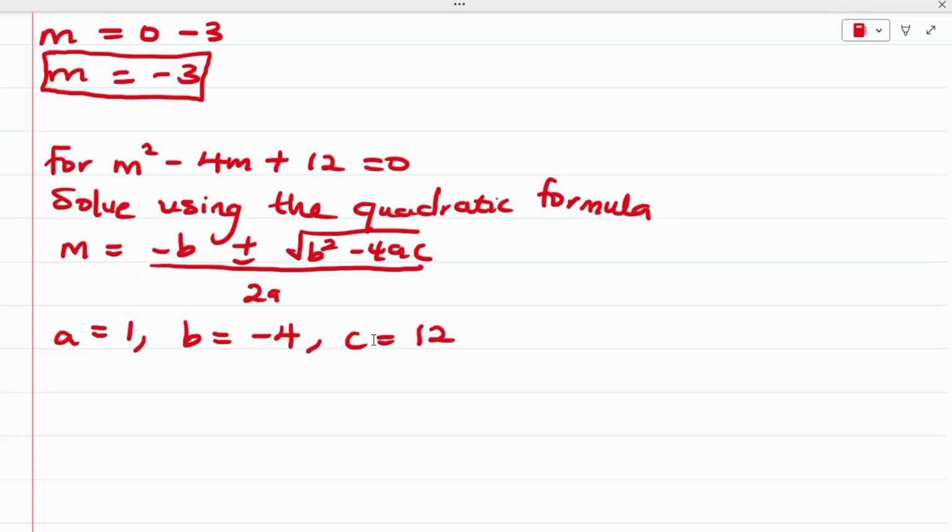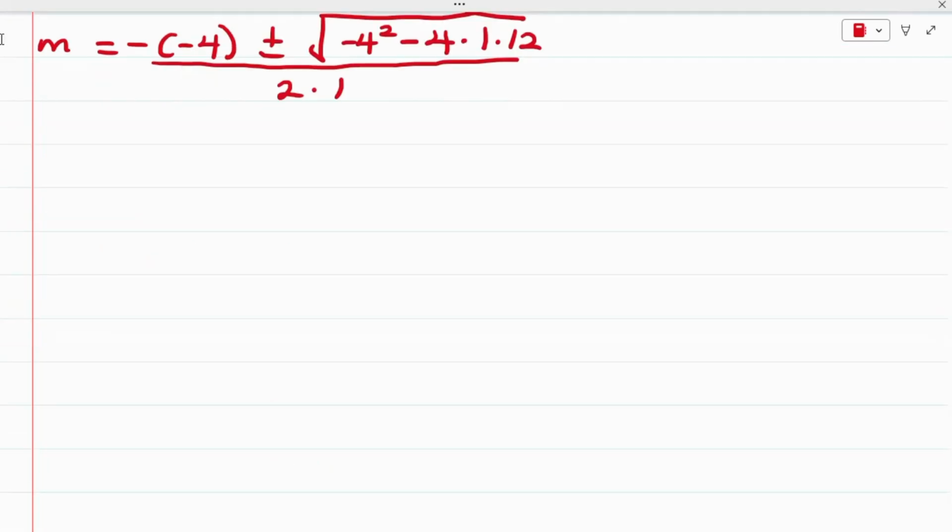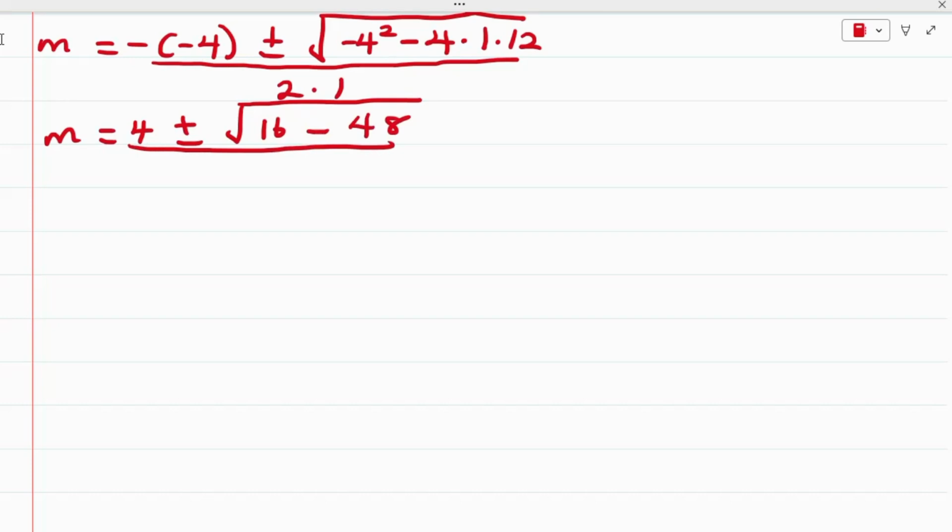Applying this here, we have that m is equal to minus b, which is minus minus 4, plus or minus the square root of b squared, which is minus 4 all squared, minus 4 multiplied by a, which is 1, multiplied by c, which is 12, all over 2 multiplied by a, which is 1. So m is equal to minus multiplied by minus is plus, so this becomes 4 plus or minus the square root of minus 4 squared, which gives us 16, minus 4 multiplied by 1 multiplied by 12, which gives us 48, all over 2 multiplied by 1, which is 2.